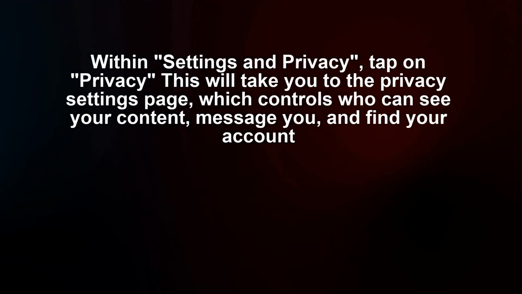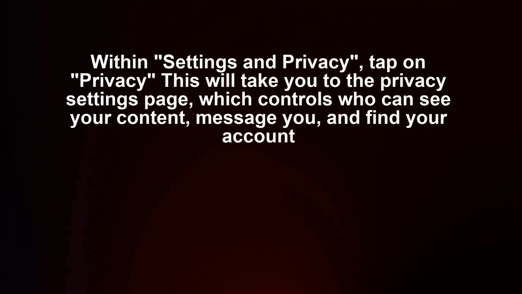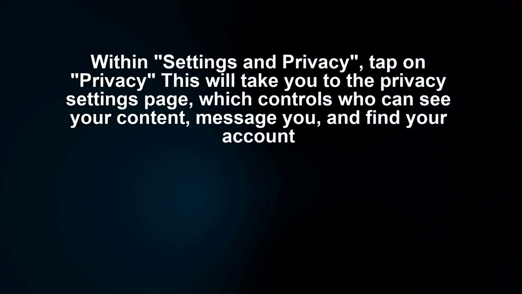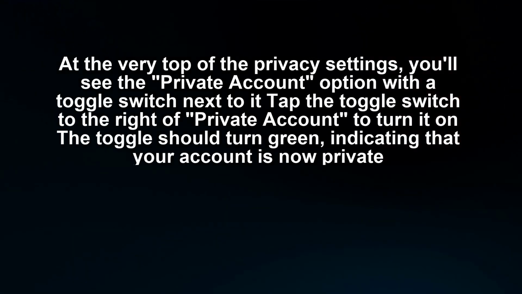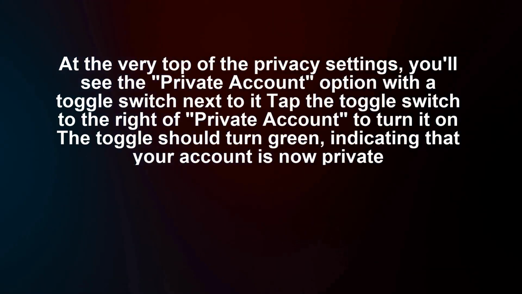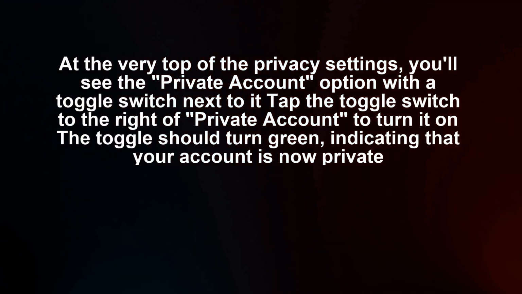Within Settings and Privacy, tap on Privacy. This will take you to the Privacy Settings page, which controls who can see your content, message you, and find your account. At the very top of the privacy settings, you'll see the private account option with a toggle switch next to it. Tap the toggle switch to the right of private account to turn it on. The toggle should turn green, indicating that your account is now private.